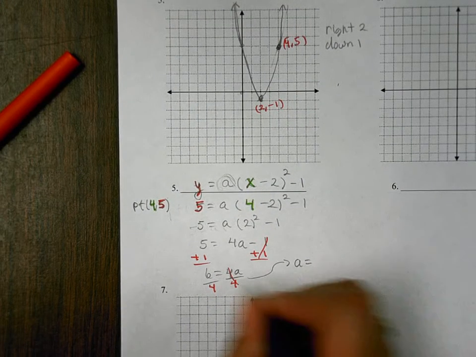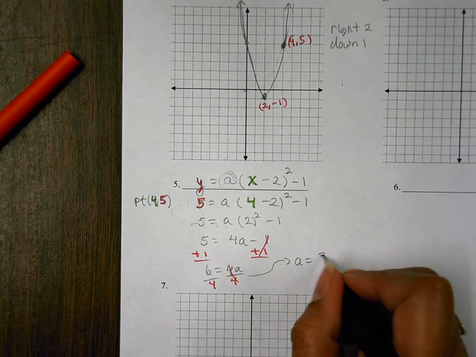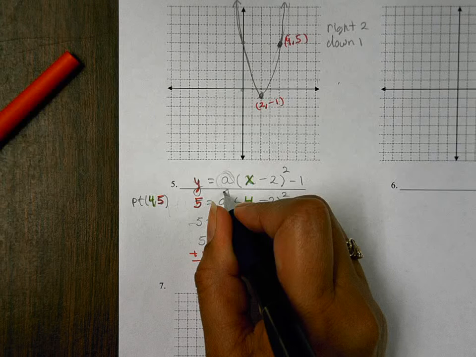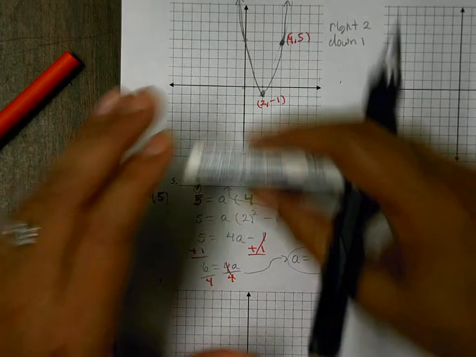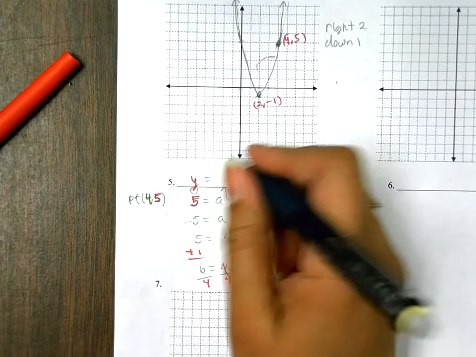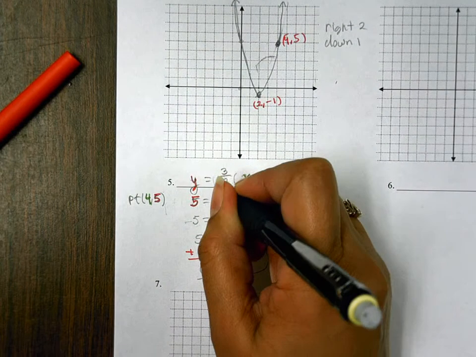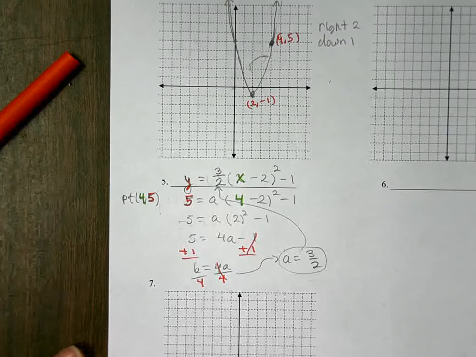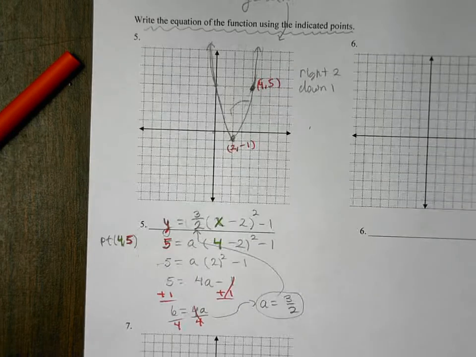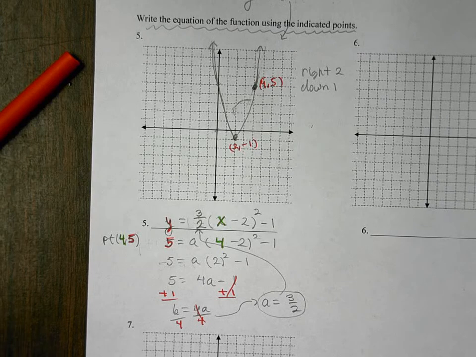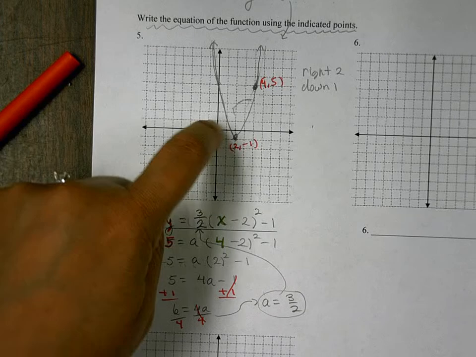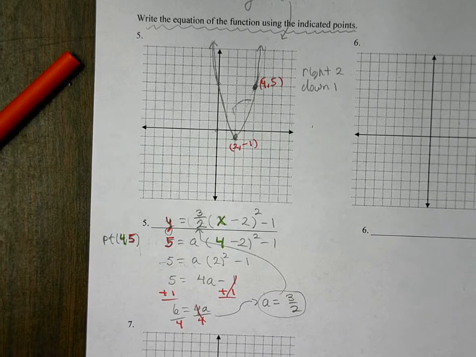Divide top and bottom by 2, you get 3 over 2 as your a value, and you are ready to plug it right back in there. So now, like I said, I'm going to erase that and put it in. There we go. Y equals 3/2 times the quantity of x minus 2 squared minus 1. If you had a graphing calculator or a graphing app on your phone or on your computer, you can plug this in and it would give you a graph looking like that. A little nicer because mine is hand-drawn.